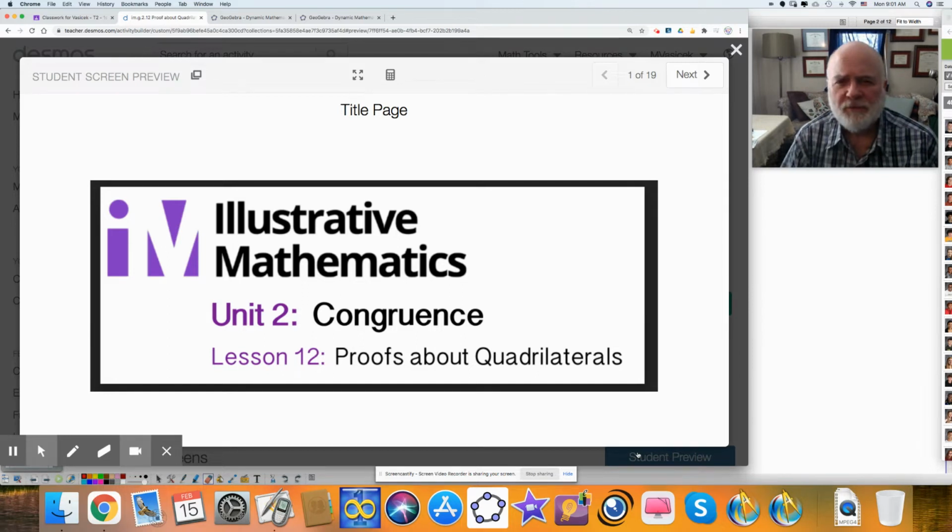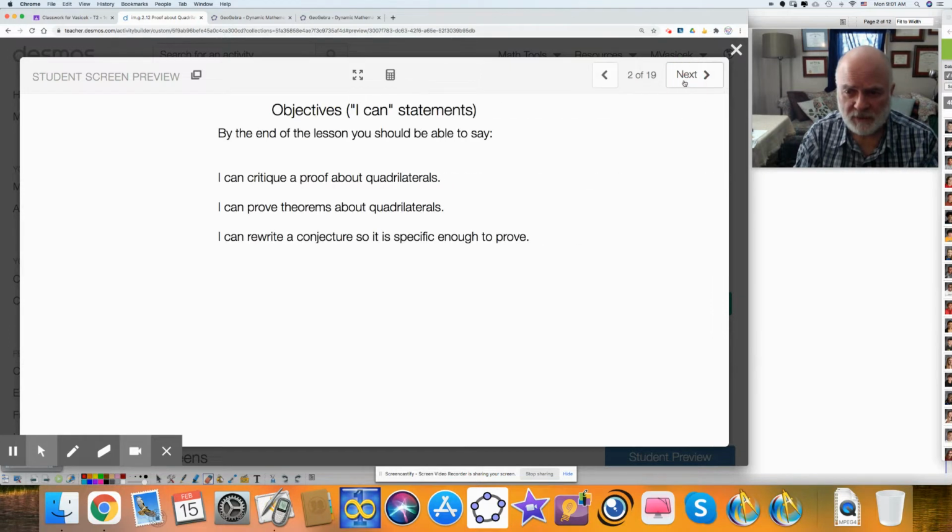Hi folks, I'm Mr. V, and today's Illustrative Mathematics lesson from Unit 2, Congruence, is about proofs with quadrilaterals. By the end of this lesson, the objective is for you to be able to say: I can critique a proof about quadrilaterals, I can prove theorems about quadrilaterals, and I can rewrite a conjecture to be specific enough to make a proof.